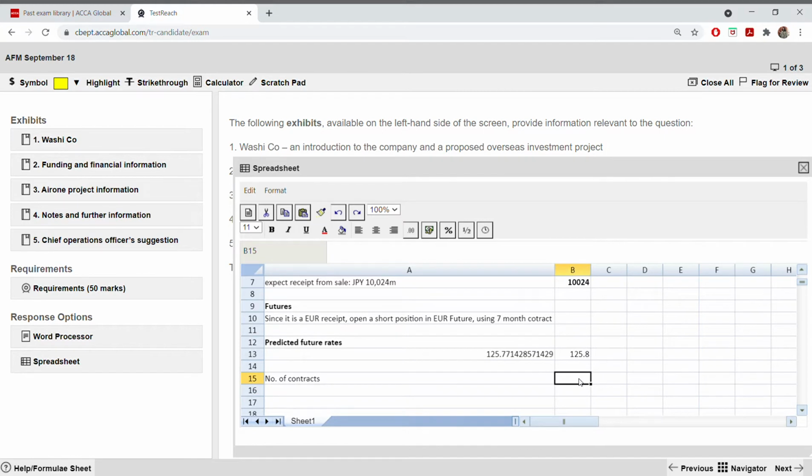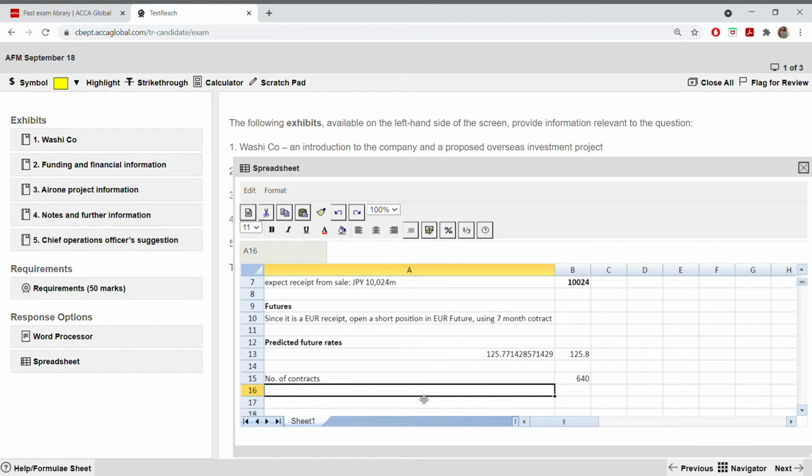Number of contracts will be, you can put the equal sign in whichever cell you want to put the final answer. I'm going to put the function here: 80 million euro, and the contract size is 125,000 euro. So you divide the 80 million euro by 125,000. 80, then 6 zeros, divide by 125,000 and press enter. 640. So 640 contracts.